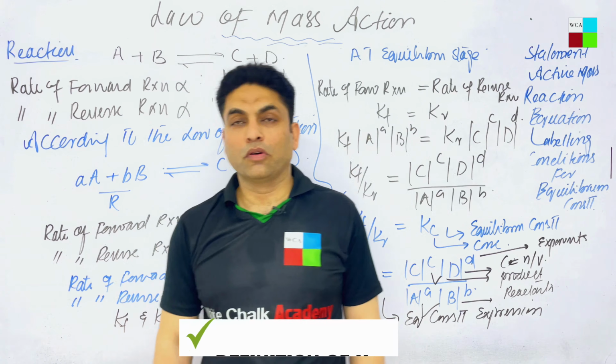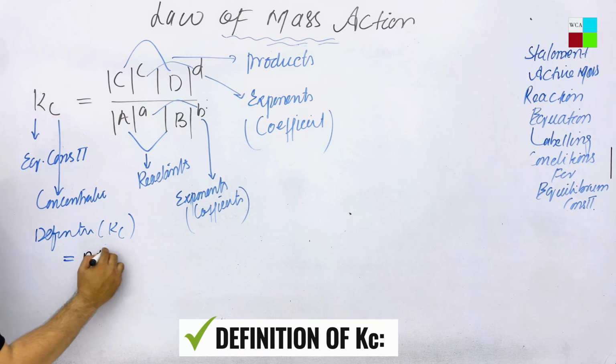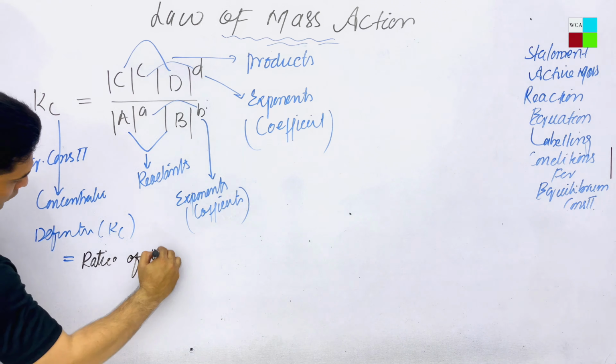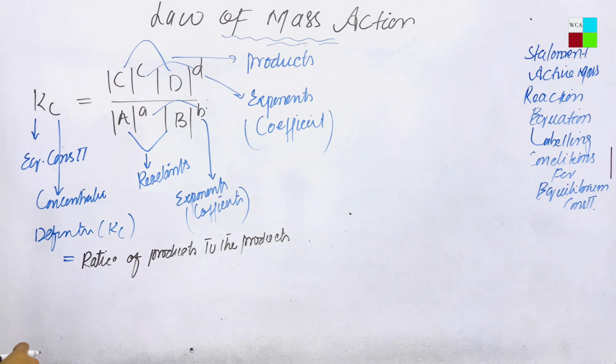Okay guys, this is the label equation. Now what will be the definition? The definition of Kc is a ratio, because it is the ratio of product to the product, because the two species are multiplying. So in mathematics we call this the product or multiplication.